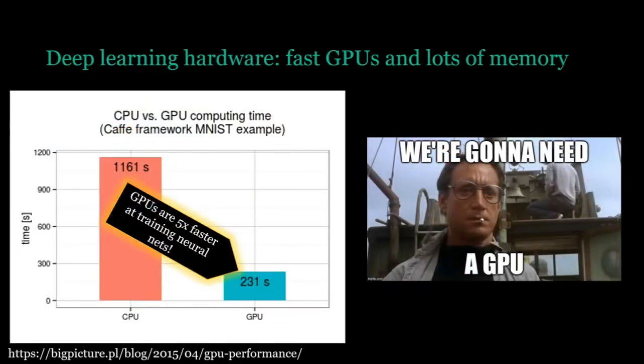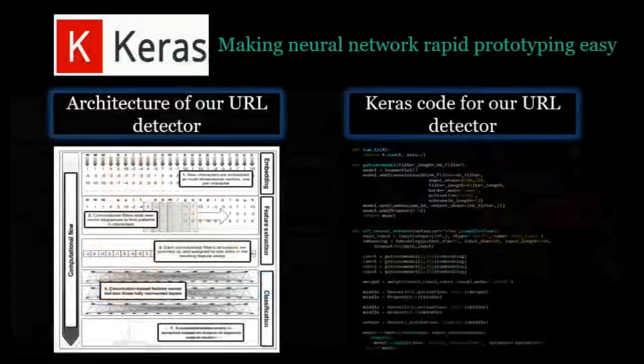You're going to need a GPU to do deep learning. It's about 6 times faster to train a neural network on a GPU. GPUs are very good at fast matrix multiplication, which is the staple of deep learning math. So we use GPUs very heavily. Basically, everything we do is computed on a GPU when it comes to training neural networks.